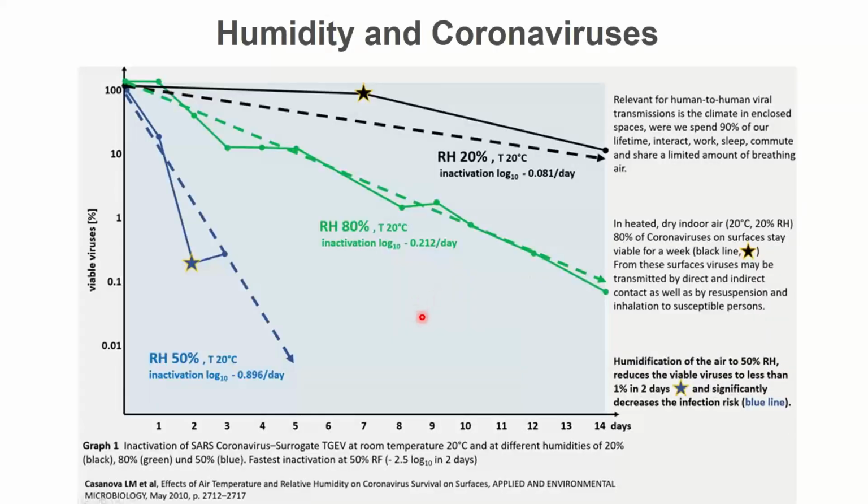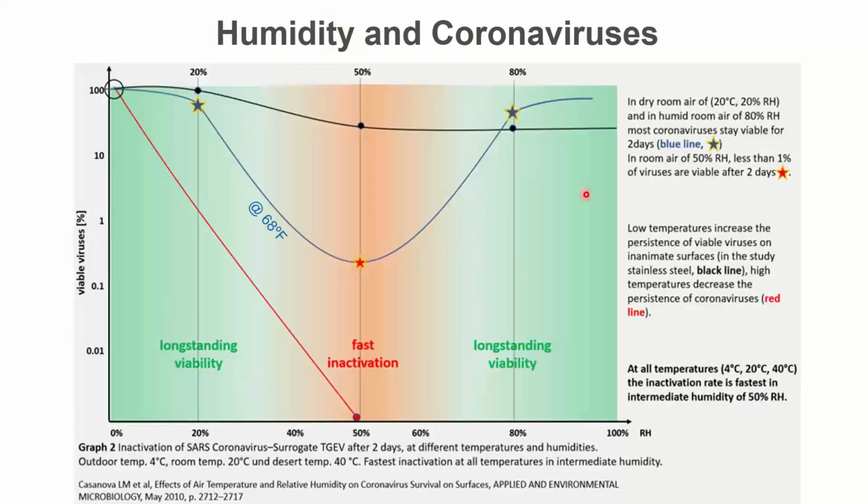A couple other studies that are similar, also unfortunately in Celsius. I'll just do one of them for now. This is showing you cold temperature, medium temperature, hot temperature. Obviously, the 68-degree curve is the most similar to what you keep a building at. And once again, between 40 and 60%, the least amount of the virus survives.